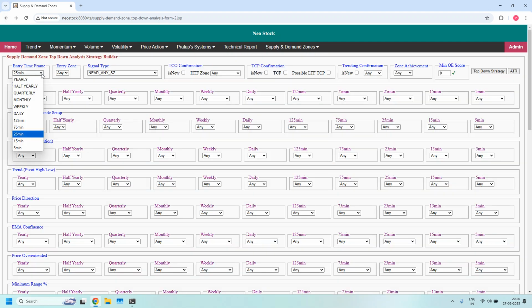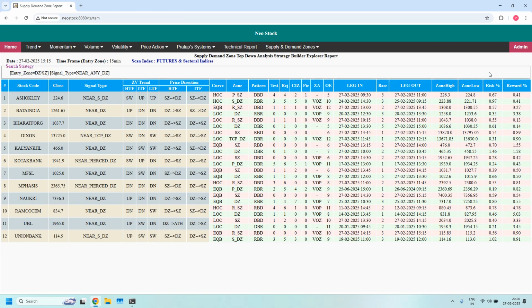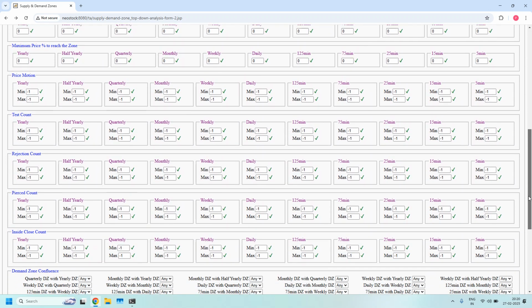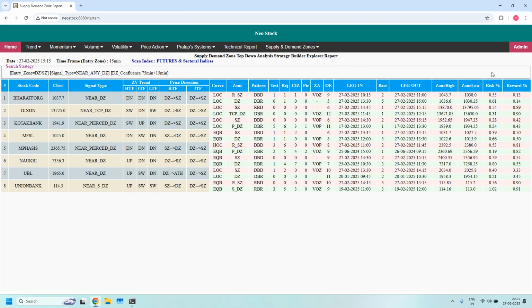Next time frame is 15 minutes, stocks near the 15 minutes demand zone. We got 12 stocks. Out of these 12, how many are having ITF demand zone Confluence? Let us verify. That is 15 minutes demand zone Confluence with 75 minutes demand zone. I am enabling the filter. We got 8 stocks. And a couple of stocks are pierced zones. You can ignore them.